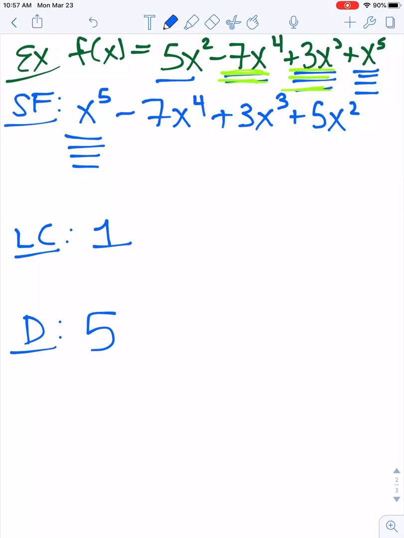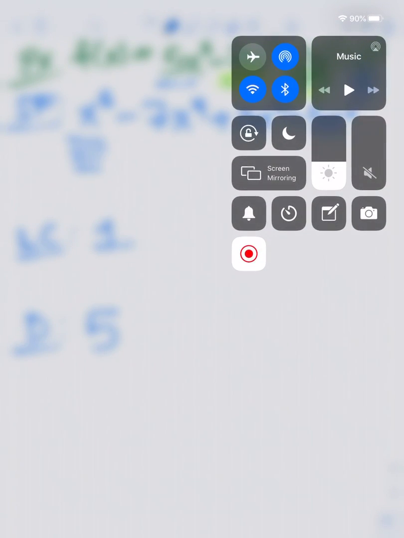And again, you can do this with a polynomial of any different size. It will always work, but that's all you need to know about standard form, leading coefficient, and degree. Go ahead and try out that assignment on Canvas.